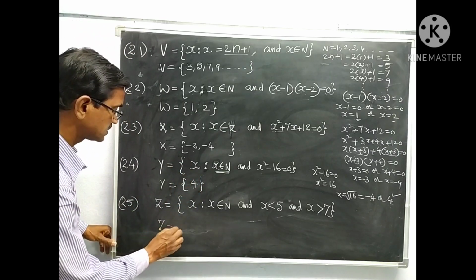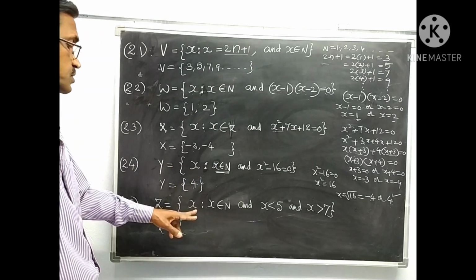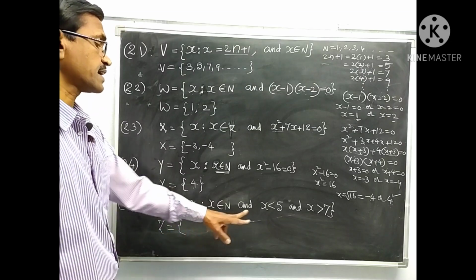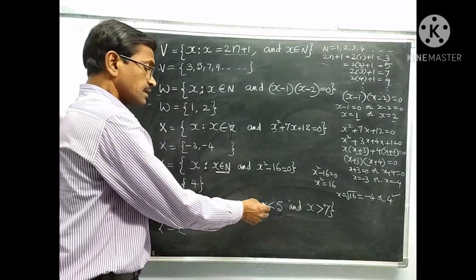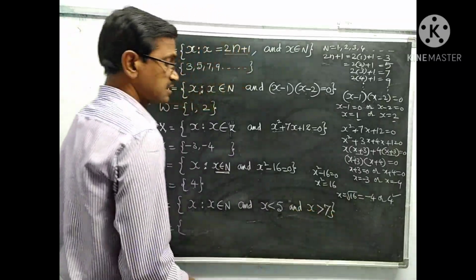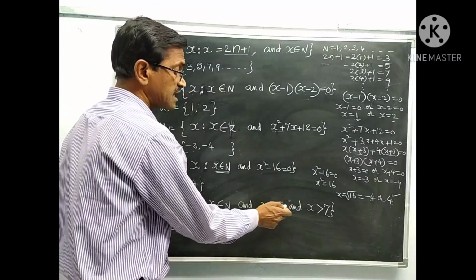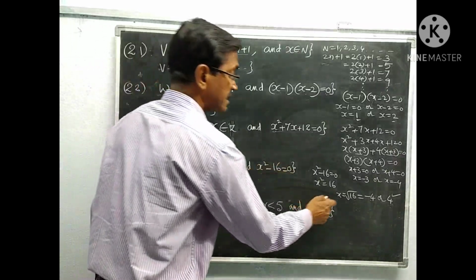Here Z is equal to x such that x belongs to N and x less than 5 and x greater than 7. Does this element exist? x less than 5 and greater than 7.